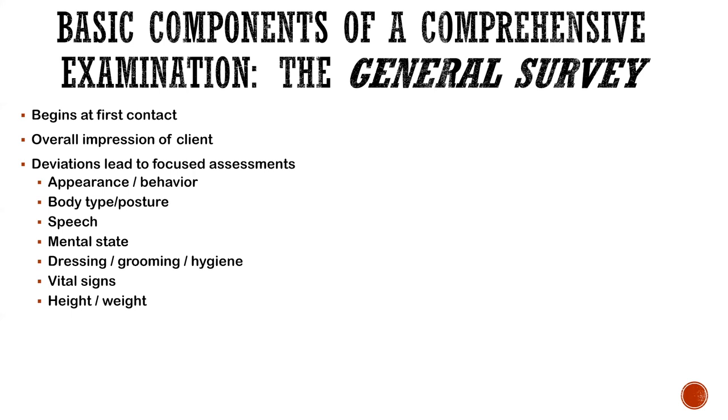Okay, so this begins at the first contact. This is your overall impression of the patients. Okay, so as we're looking, we're going to look at their body type and their posture. As we introduce ourselves, we greet them, we're going to assess for muscle strength, mobility, skin temperature, and texture. But posture is also a clue about overall health status. So a slumped position may indicate fatigue or depression, pain.